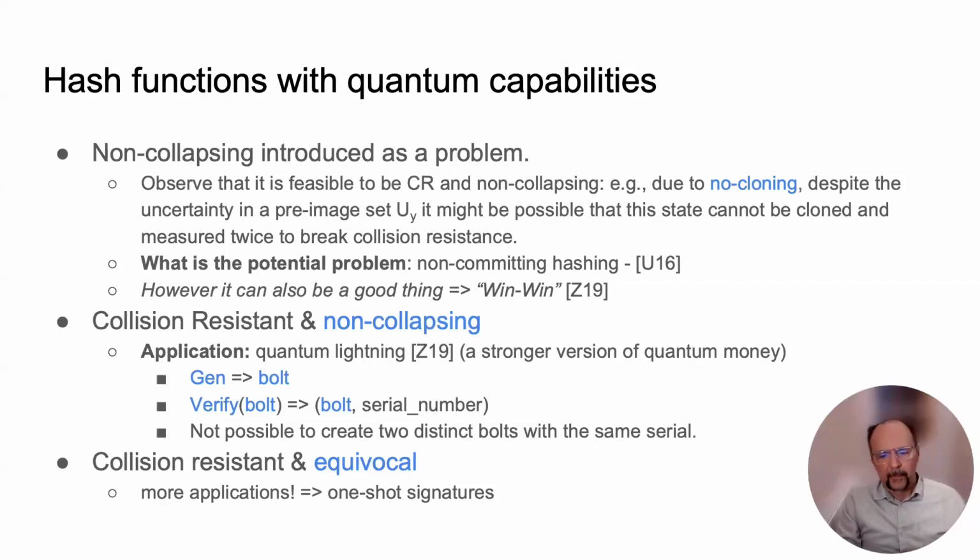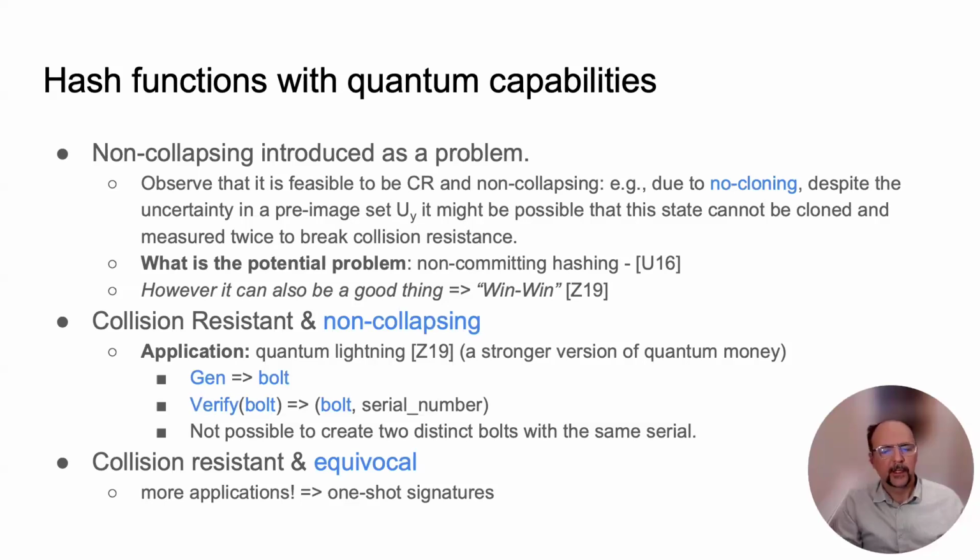But this also led to the so-called win-win results formulated by Zhandry. So quantum lightning is such an application that could be derived from a hash function that is suitably non-collapsing and collision resistant. And quantum lightning is a primitive that in many ways strengthens public key quantum money.